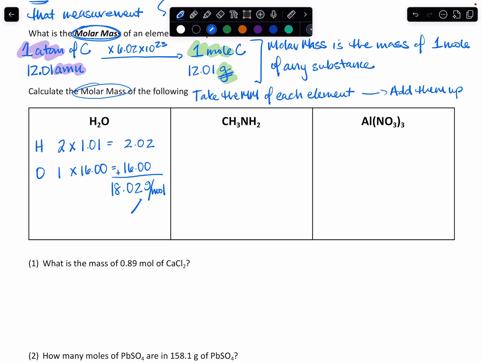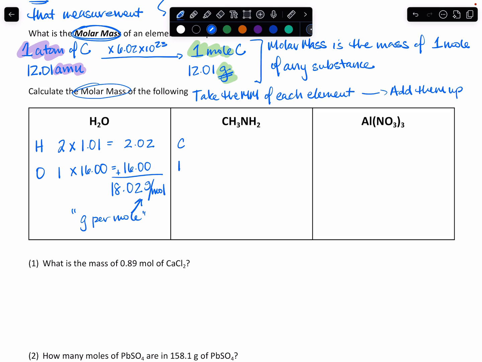So our unit here is a compound unit, grams per mole. All right. You need to have both pieces when you list the molar mass. Don't just put grams. It is grams per mole. All right. Let's move on to CH3NH2.